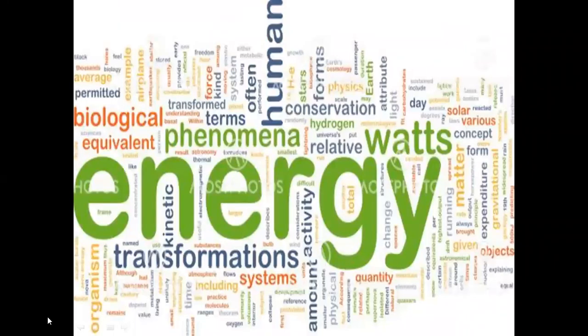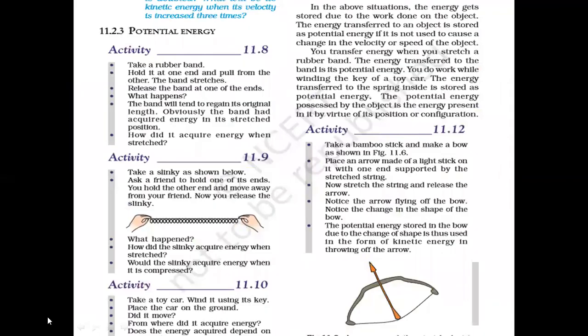We saw that energy was the capability to do work. We saw the different forms of energy. In the previous class, we have already learned about kinetic energy and its expression. The kinetic energy was the energy due to motion. Today, we shall learn about a different form of energy which is called potential energy.